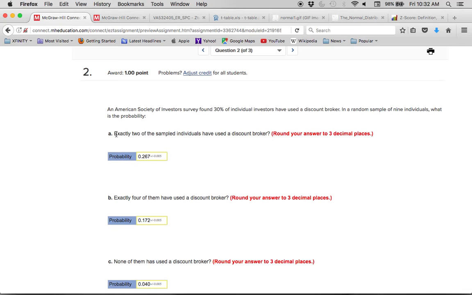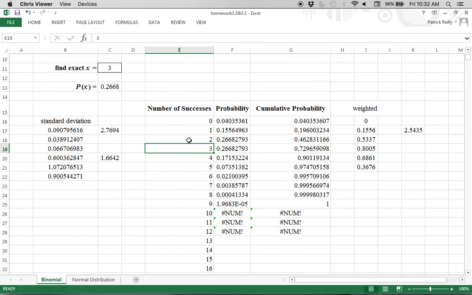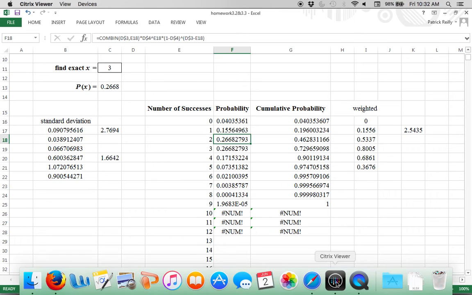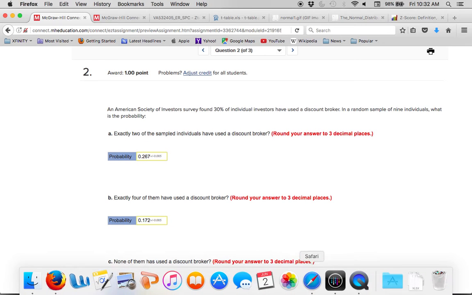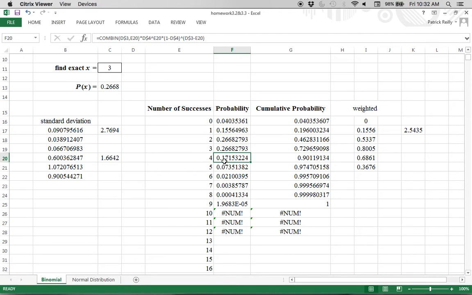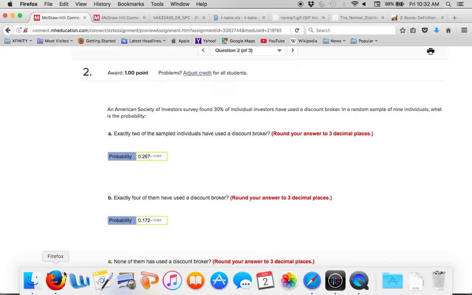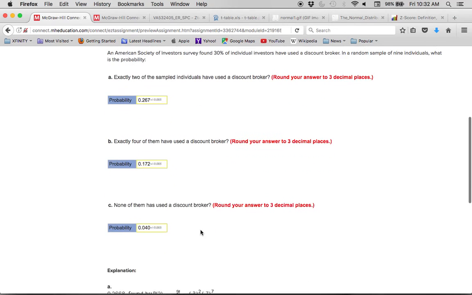What's the probability that exactly 2 sample individuals have used a discount broker? Well, we go to 2, 0.2668. So rounded to 3 decimal places, 0.267. 0.267, good. How about exactly 4? 0.1715, so 0.172. 0.172. Alright, so this is easy, right?